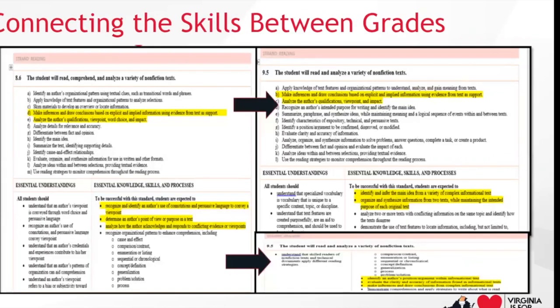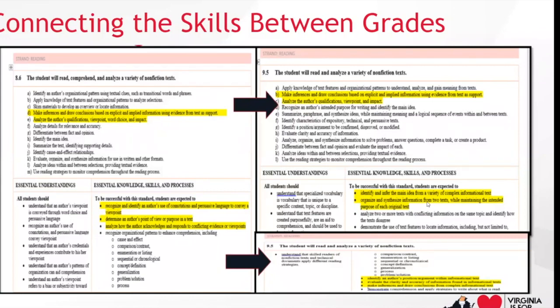So the other piece to that, and this is a really helpful strategy when you're planning, right? So let's say that we're a 9th grade team and we are looking at 9.5 B and C, making inferences and drawing conclusions, and then analyzing the author's qualifications, viewpoint, and impact. And I look down here in the framework and we're talking and we see that, okay, we need our students to be able to identify and infer the main idea from a variety of complex texts.